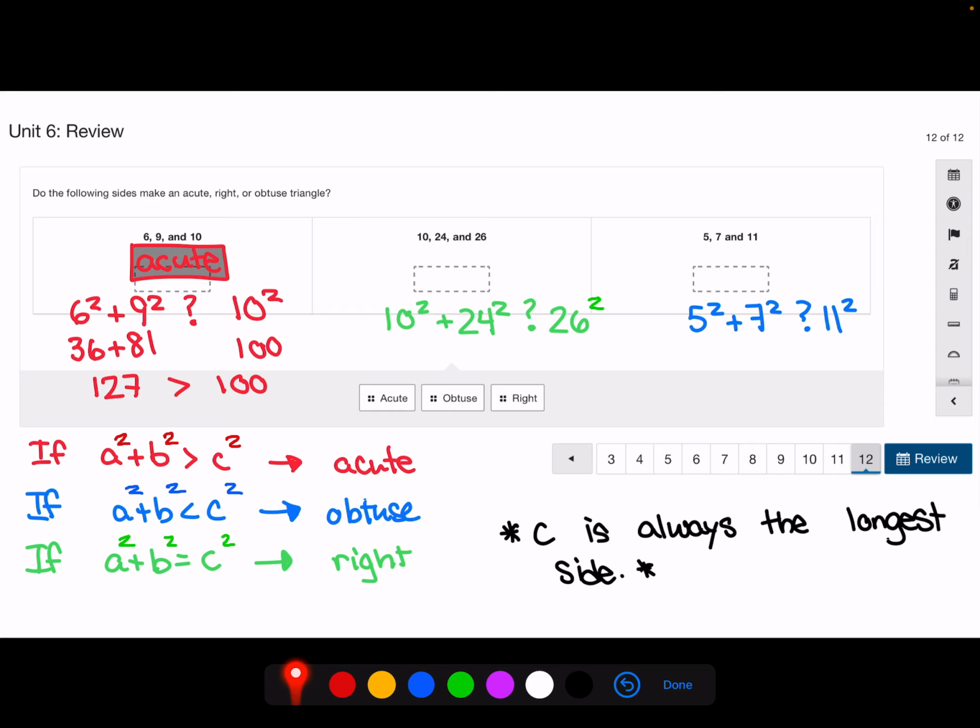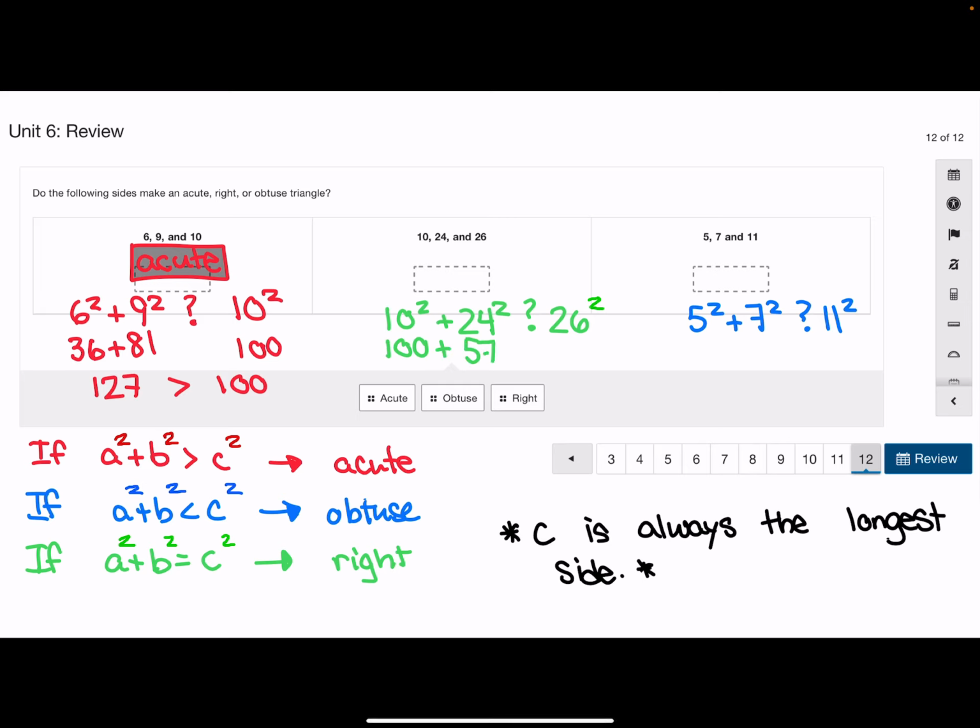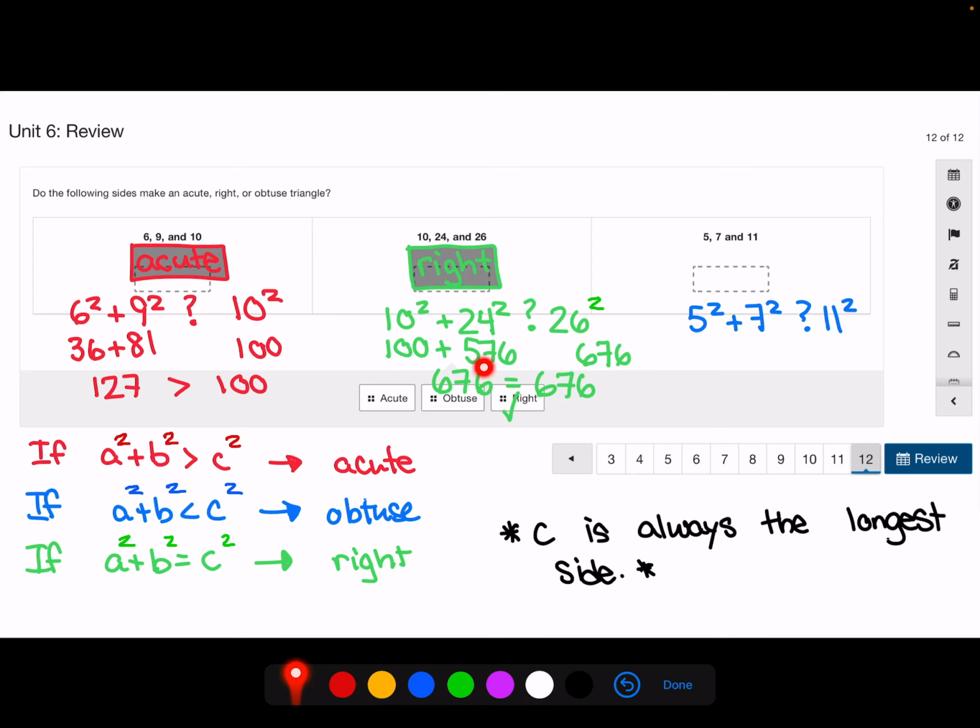Next, we do it with the second triangle as well. This time we have 10 squared plus 24 squared equals 26 squared. So that will give us 100 plus 576 equals 676. Well, of course, 100 plus 576 is equal to 676 once again. So since they're equal, it's a right triangle.